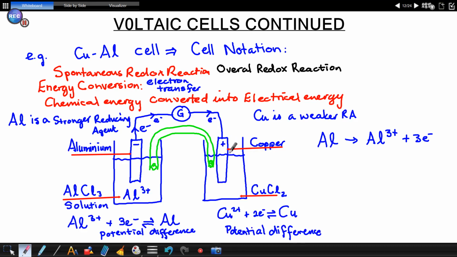I hate this way of looking at it, because in reality it doesn't have a positive charge to it. The electrons are just flowing from the aluminium to the copper, because the aluminium is the stronger reducing agent, and the copper is in contact with the copper 2 plus ions in that electrolyte. So here the copper 2 plus takes 2 electrons to make copper. Okay? It's a spontaneous redox reaction, where this is called the oxidation half cell.